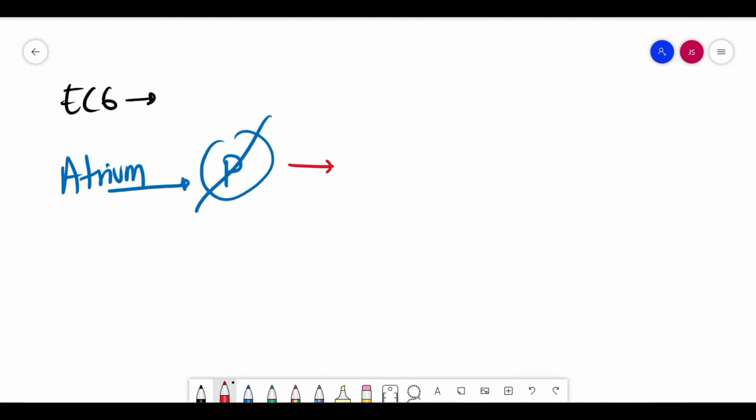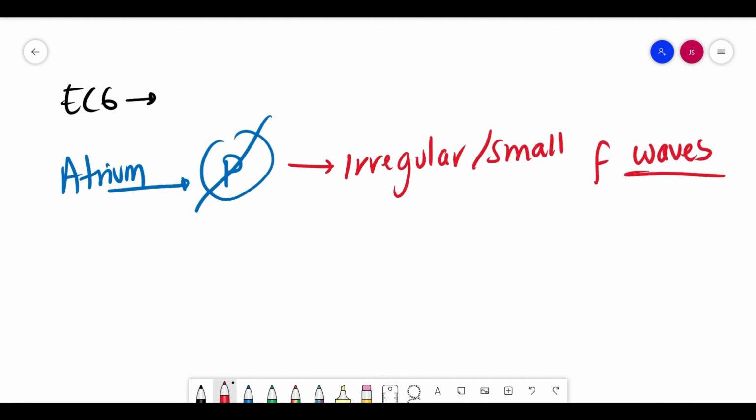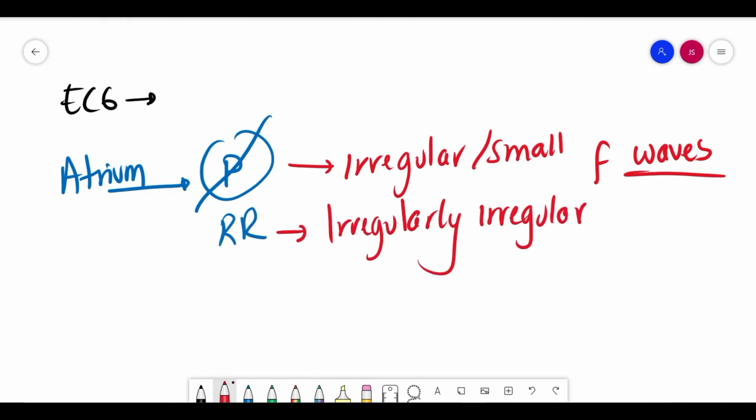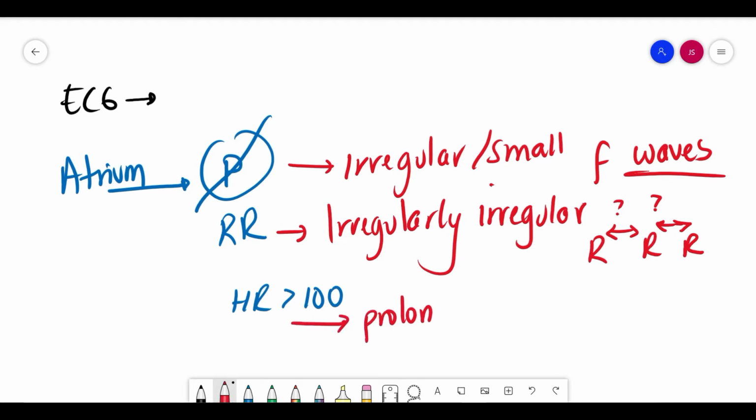In the ECG, we're going to find absent P waves, we're going to find irregular and small f waves. The RR interval is going to be irregular, which basically means the distance between R waves is going to be irregular from one to the other. Now, heart rate is going to be above 100. If the episode is prolonged, this could lead to transient ischemic changes like ST depressions.